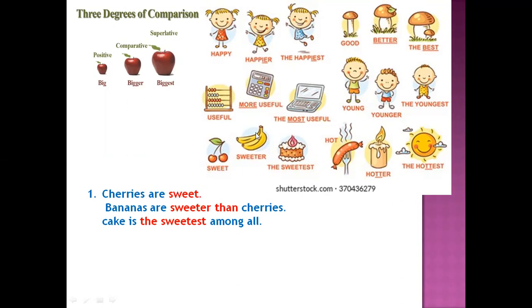But when we are comparing these two items together, then we say bananas are sweeter than cherries.